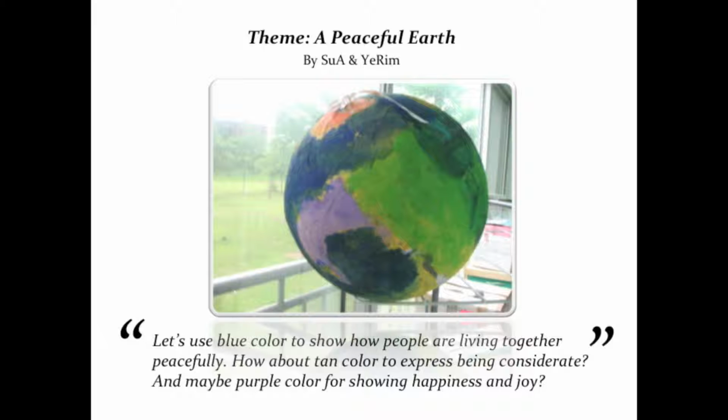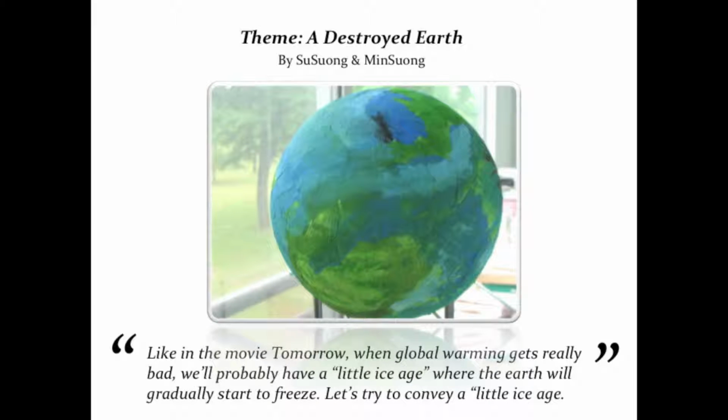This one was a peaceful earth. They said, "Let's use blue color to show how people are living together peacefully. And how about a tan color to express being considerate? And maybe purple for showing happiness and joy?" This one is a destroyed earth. The students say, like in the movie Tomorrow, when global warming gets really bad, we'll probably have a little ice age where the Earth will gradually start to freeze. So let's try to convey a little ice age.